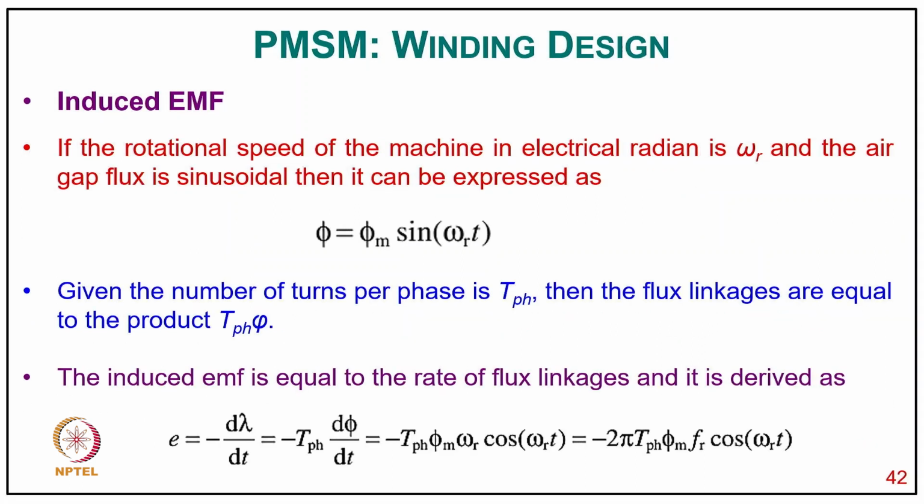If the rotational speed of the magnet in electrical radians is omega r and the air gap flux is sinusoidal, then it can be expressed as phi equal to phi m sin omega r t. Given the number of turns per phase T ph, the flux linkage is equal to the product T ph into phi, and the induced EMF is equal to the rate of change of the flux linkage, and it is derived as equal to minus d lambda upon dt, equal to minus T ph d phi upon dt, equal to minus T ph omega r phi m cos omega r t, or equal to minus 2 pi T ph phi m f r cos omega r t.